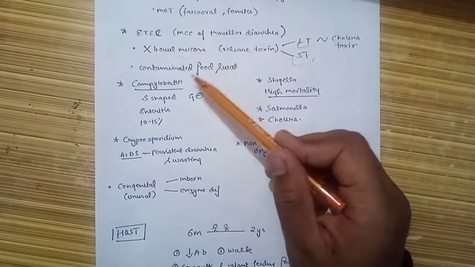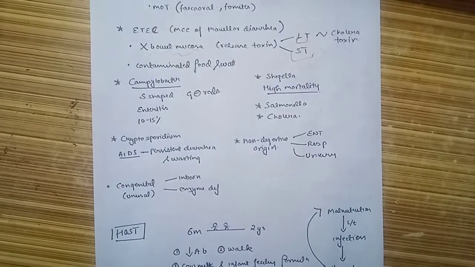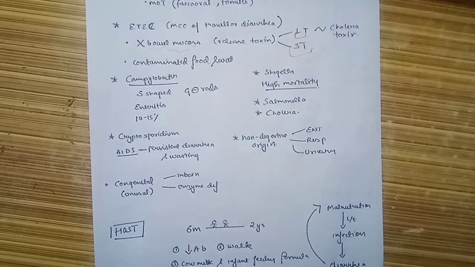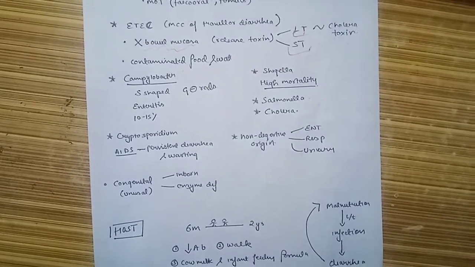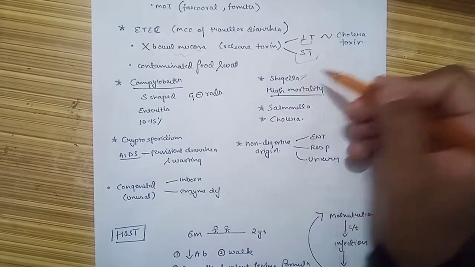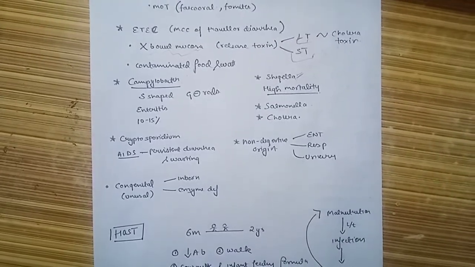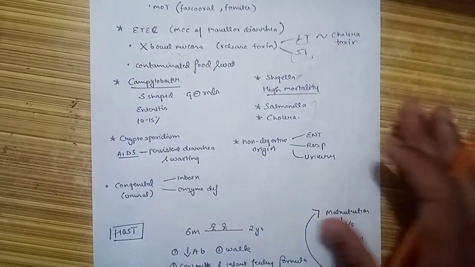Another bacterial cause is Campylobacter. Okay, it is an S-shaped gram-negative rod that causes enteritis and diarrhea in 10 to 15% of cases, and how it causes the diarrhea is still unknown. Another important cause is Shigella, which causes a bloody diarrhea and it has a high mortality rate. Salmonella and cholera we will study in a separate topic.